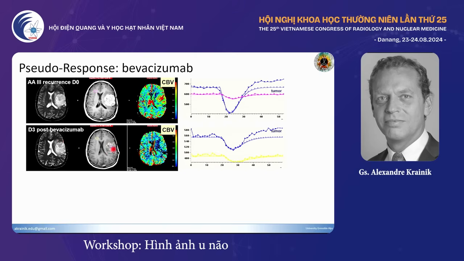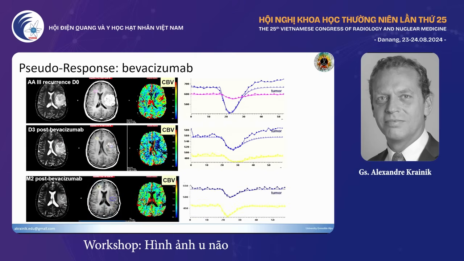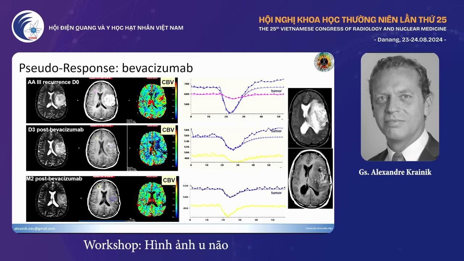the enhancement starts to decrease. The CBV is normalized, and after 2 months, well, it seems that the patient is really better, but usually this problem doesn't last very long, and you see after 6 months it restarted fully, and unfortunately it was not a real response.